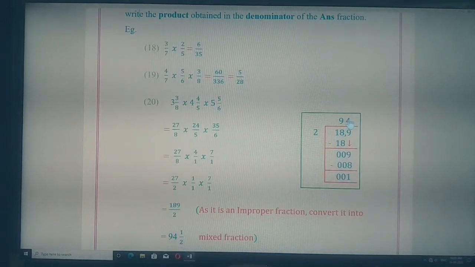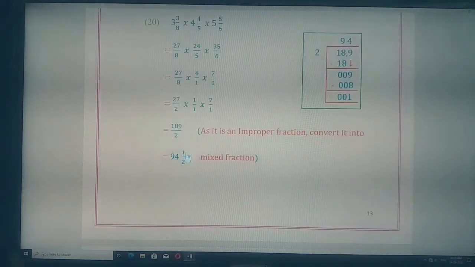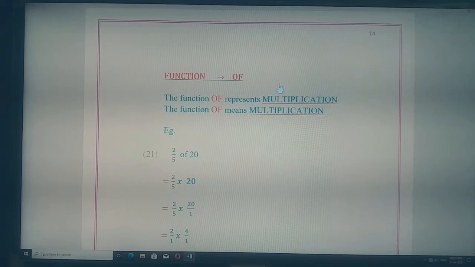So first we'll write 94, then 1, then 2. 94 integer 1 upon 2. I have written it down here. 94 integer 1 upon 2. We go to the next topic, that is the function of "of".